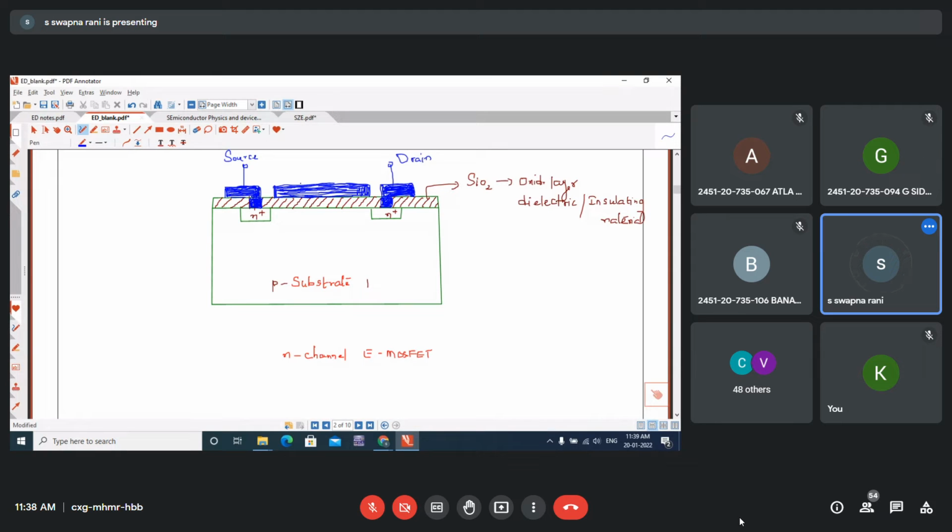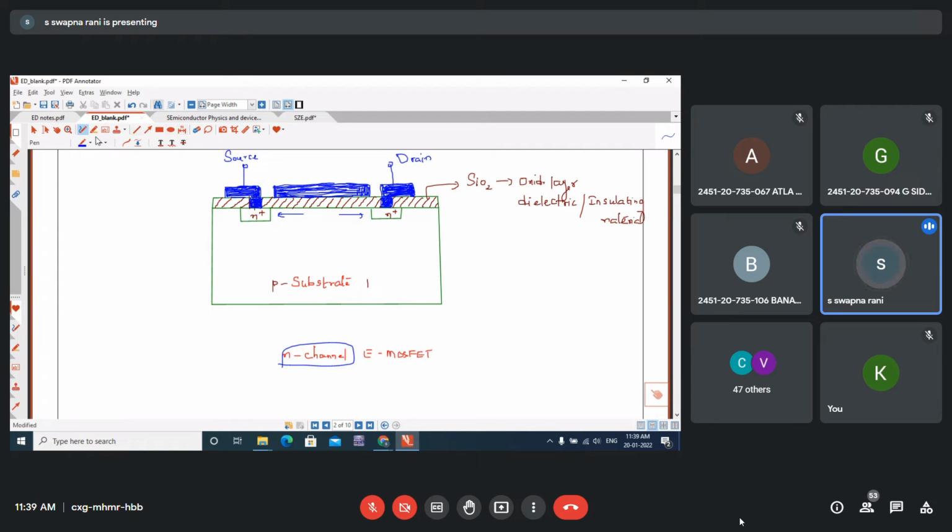So a layer of aluminum metal is overlaid on the surface of the oxide layer, which exactly covers the channel region. This is called the channel region, but no channel is established. We are saying N channel MOSFET, but there is no N type channel existing between source and drain.